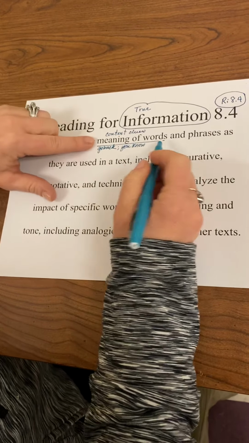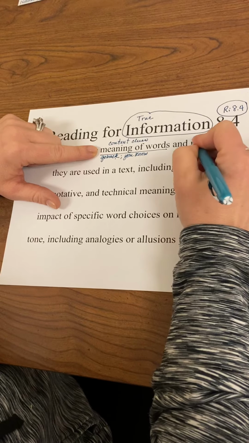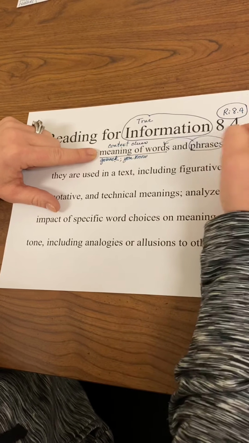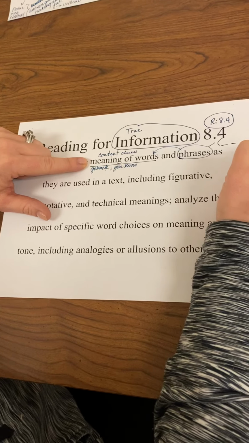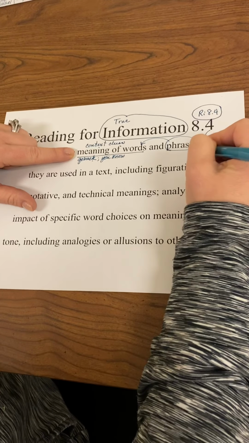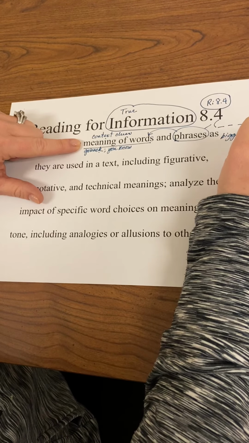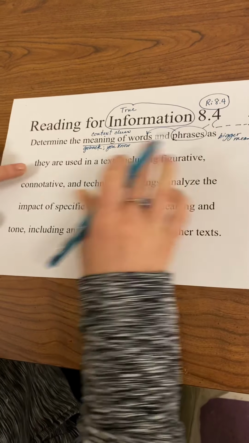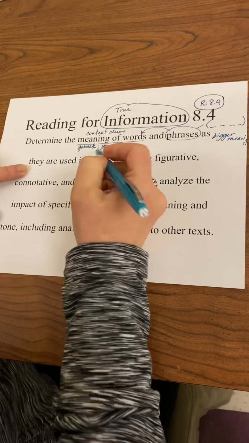So the meaning of words, we're looking at context clues, going back in the text, and phrases. So it doesn't just have to be words, it can be phrases. So you might have a quick phrase here with a couple words. Again, go back and figure out the bigger meaning. So determine the meaning of words and phrases as they are used in our text.